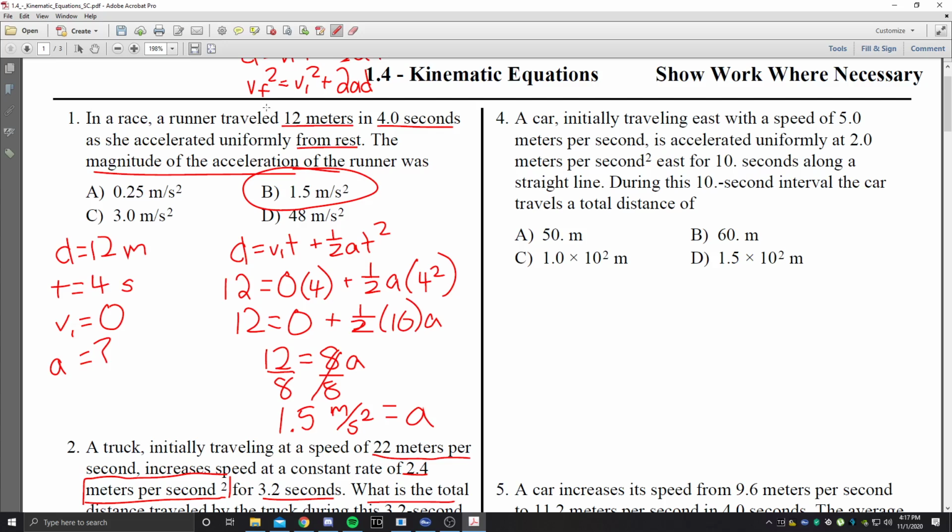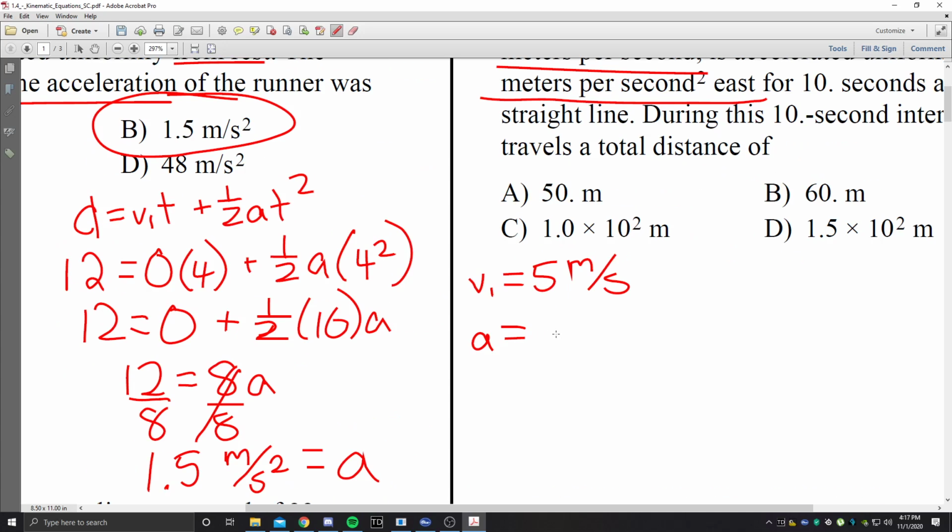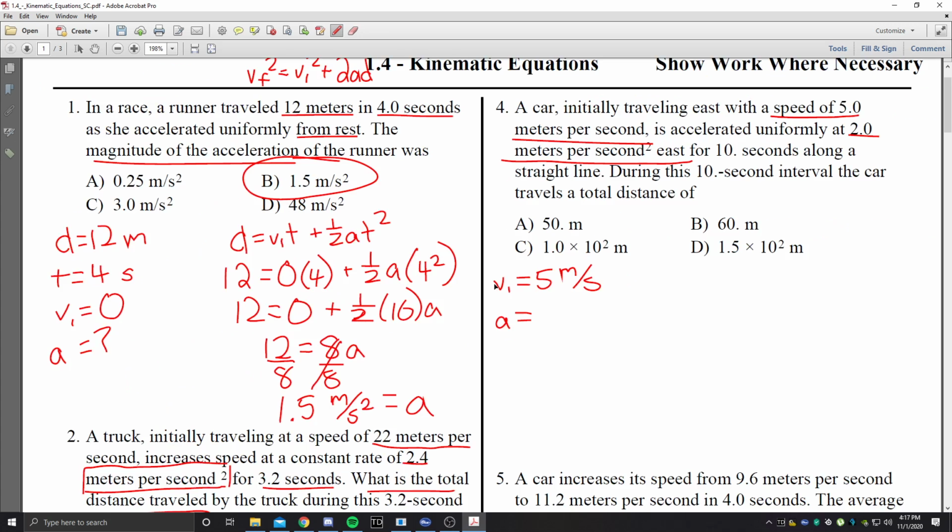Number 4, a car traveling east with a speed of 5 meters per second. So this is going to be your initial speed. It's accelerated uniformly at 2 meters per second squared east. So again, that's your acceleration. Acceleration is measured in meters per second squared. And your time is 10 seconds, as you can see here. During this 10-second interval, the car travels a total distance of what? So you're trying to figure out what D is again.